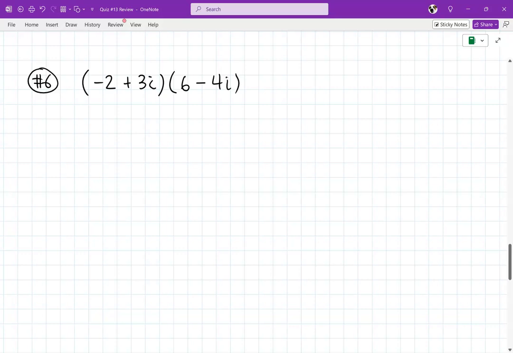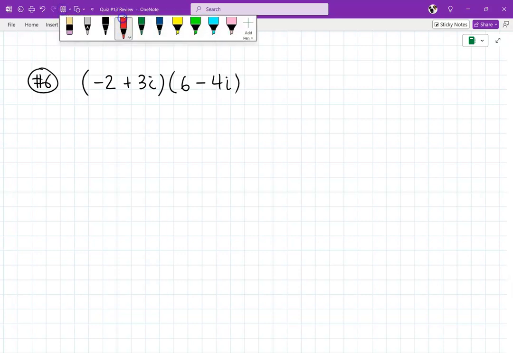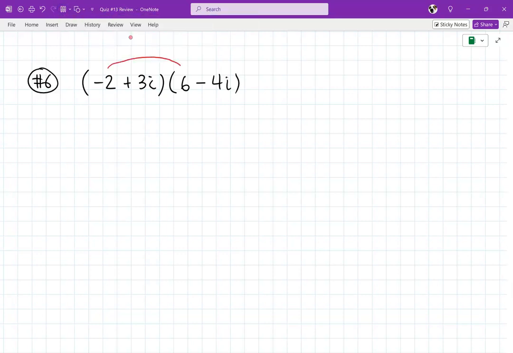Then we're going to do some distribution as well. Okay? So making sure we distribute everything properly. So we'll send this to both of those terms, and then we'll do the same with the positive 3i. But first, let's do the 2 here.